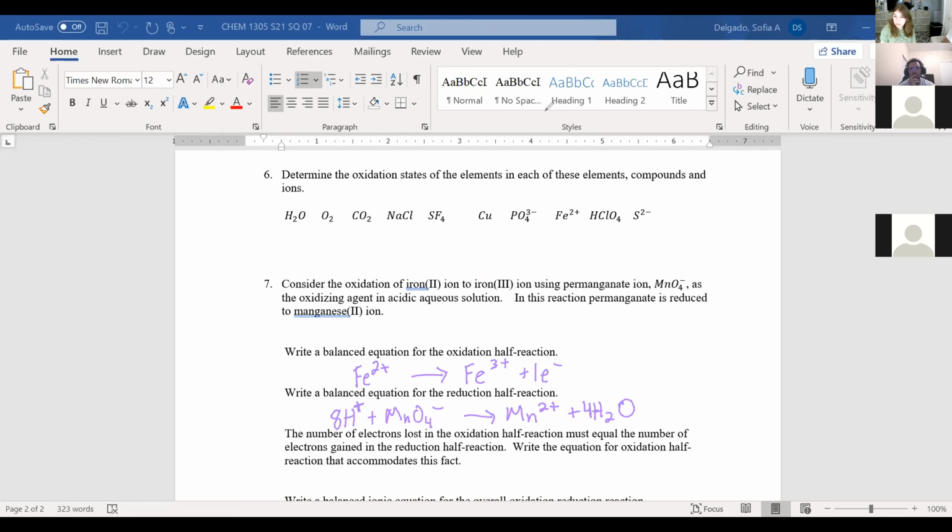And then he also told us to look at the charges. So we have positive 8 in the hydrogen. And then for the permanganate ion, we have -1. And then on the product side, we have manganese with a +2. And then for water, we would have 0, as H is +1 and oxygen is -2. So -2 times 4 will be -8. And then we have 2 hydrogens times 4.